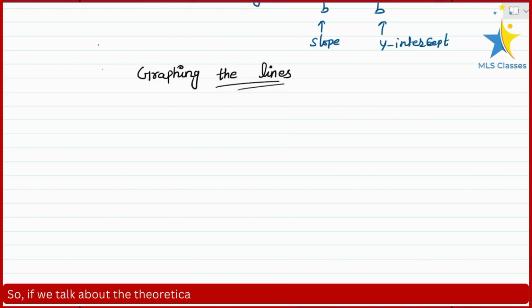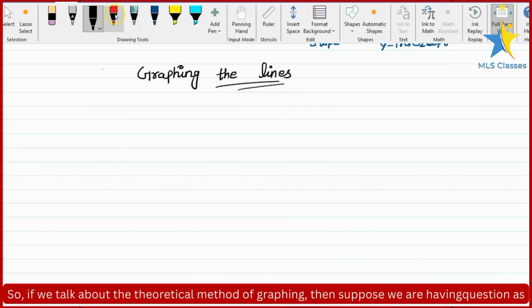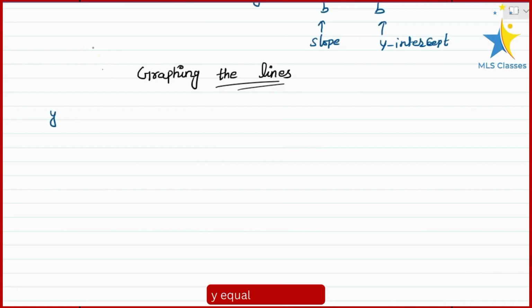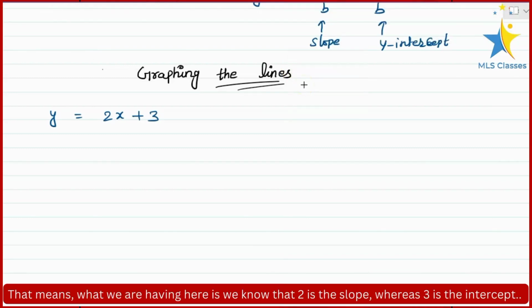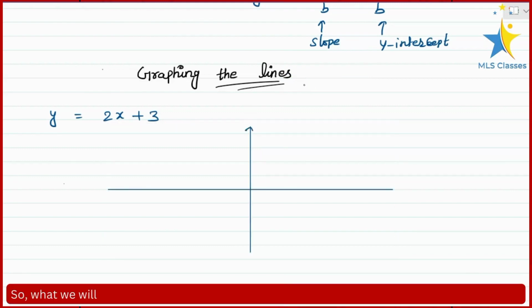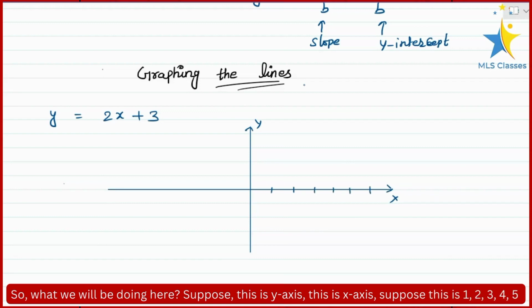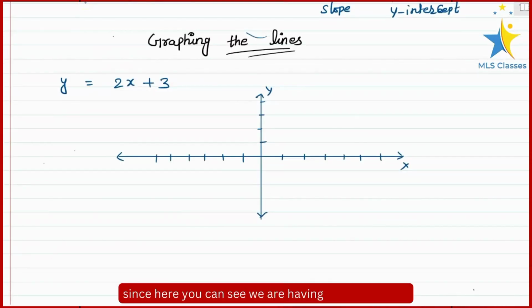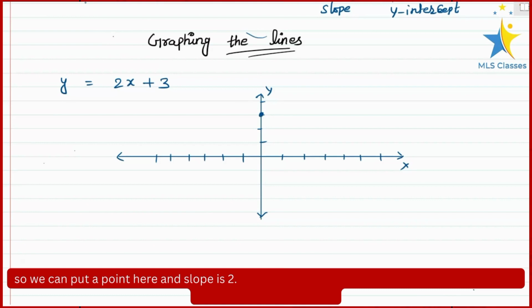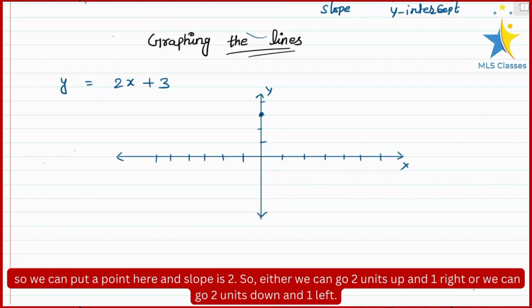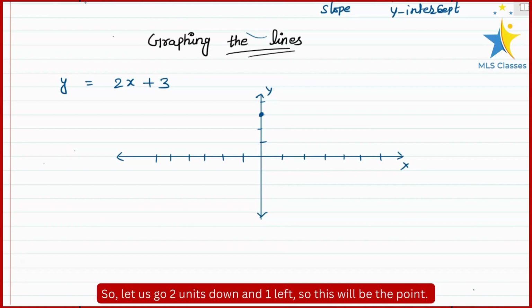If we talk about the theoretical method of graphing, suppose we have the question y equal to 2x plus 3. We know that 2 is the slope whereas 3 is the y-intercept. Suppose this is the y-axis, this is the x-axis, and this is 1, 2, 3, 4, 5 like this. Since we have a y-intercept at 3, we can put a point here, and the slope is 2. So either we can go 2 units up and 1 right, or 2 units down and 1 left. Let's go 2 units down and 1 left. So this will be the point.